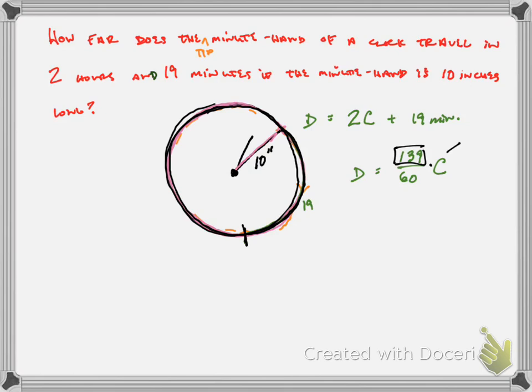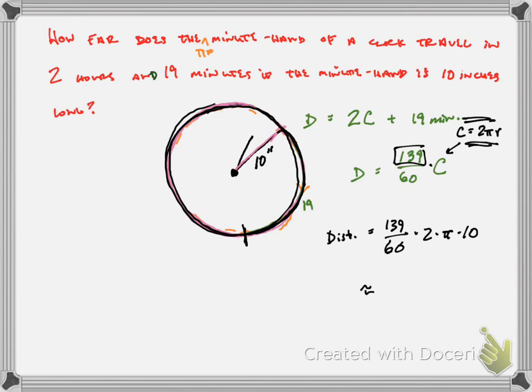Now we can find the circumference, as we talked about earlier in this presentation. Circumference is equal to 2 times pi times r. It always will be for any circle. And so the total distance traveled is 139 over 60 times 2 times pi times 10. And at this point, we are 99% of the way there. I just need to type that in.